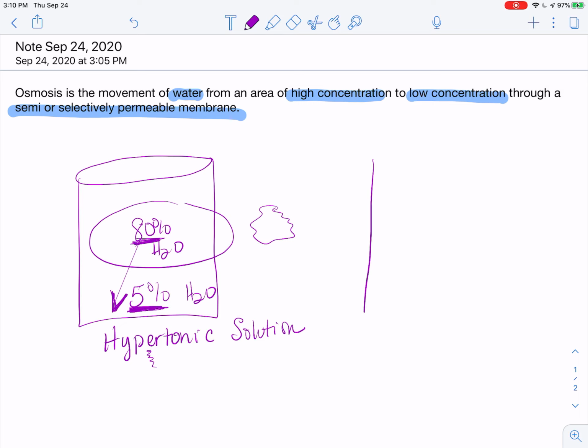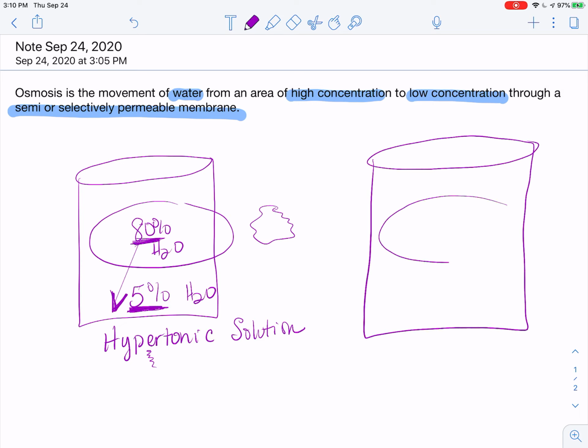Okay, now if we look at another example, let's say we've got 80% water on the inside of that cell. And we've got the tap water, which was about 100% water. And again, it's not 100% because there's things like chlorine and fluoride and all sorts of things inside our tap water. So it's not pure H2O, but it's pretty close. So we're just going to say it's about 100% water.